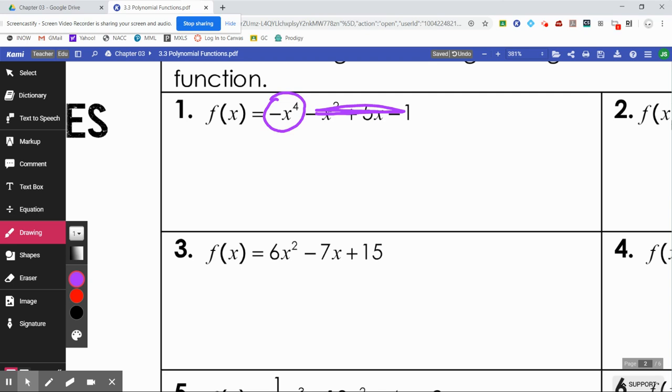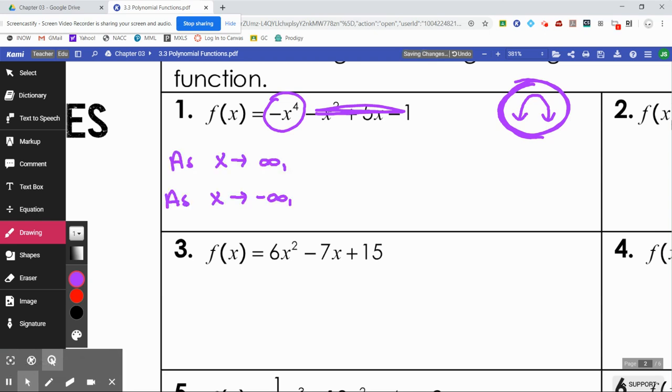So use that negative x to the fourth, and we know an x to the fourth is an even function. A positive even function looks like this. A negative even function, which we have here, would look like this. So as far as the end behavior goes, my end behavior will follow the exact same pattern as this function. So therefore, on this function, as we go to the right, my y value will always go down. And as we go to the left, my y value will always go down as well.